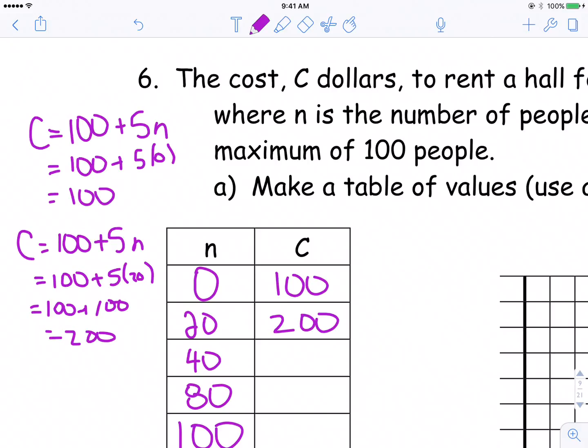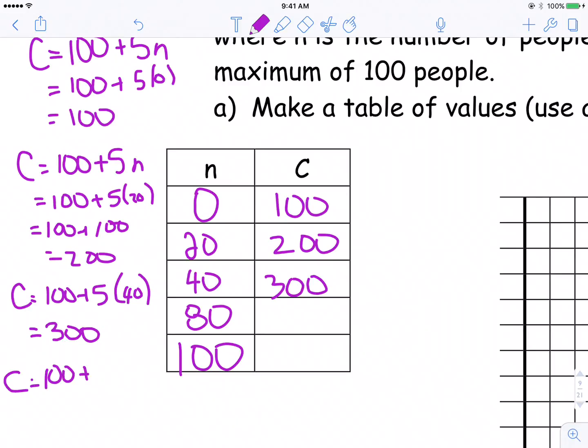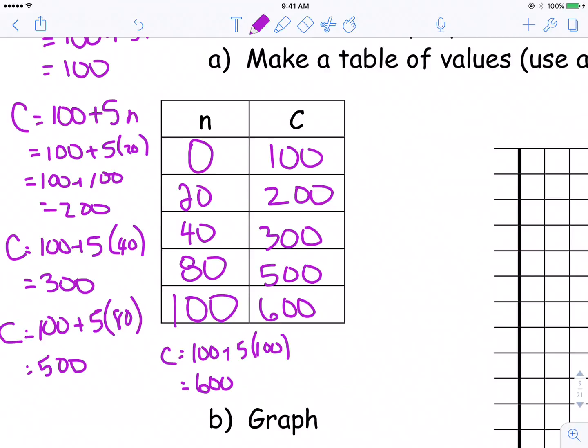So you repeatedly do those calculations. C is equal to 100 plus 5 times 40, which is 5 times 40 is 200, so this is 300. Now I'm skipping a step here just to make it a little bit quicker. 5 times 80. Well, 5 times 80 is 400 plus 100 is 500. And then our last one, C is equal to 100 plus 5 times 100 is 600. So there's the information that I need to graph.